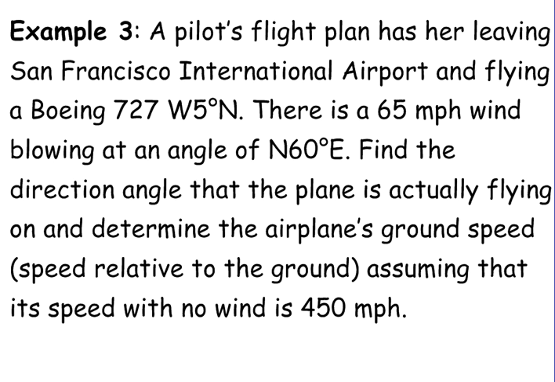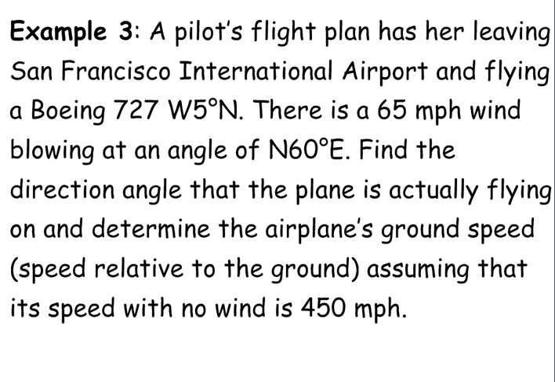Okay. There's a 65 mile per hour wind blowing at an angle of north 60 degrees east. Find the direction angle that the plane is actually flying on and determine the airplane's ground speed. That's the speed relative to the ground. So it's not the speed that's given right here, assuming that its speed with no wind is 450 miles per hour. That's a different measurement. Okay, we want to find how this wind is affecting its speed.